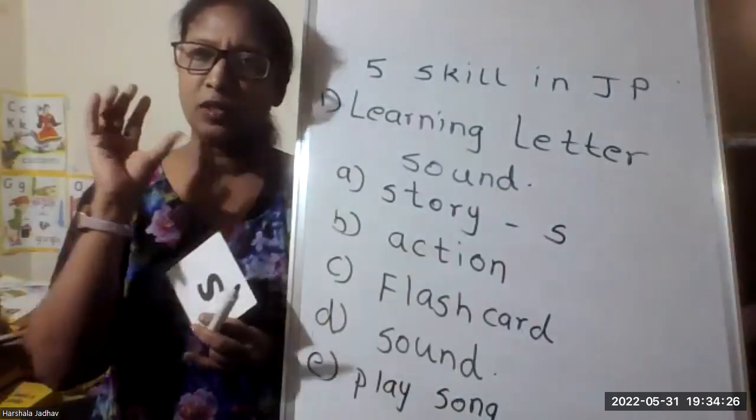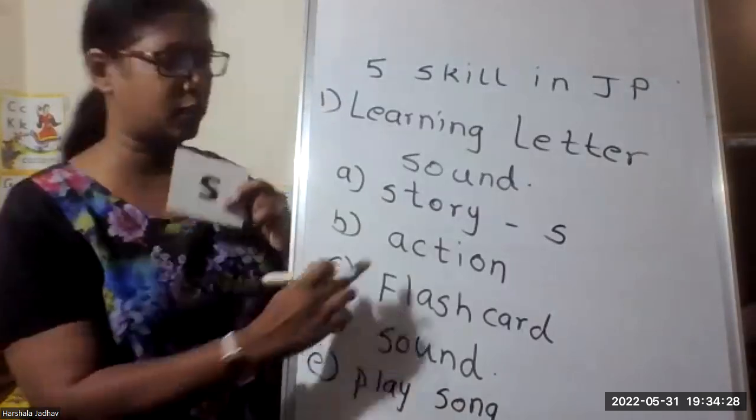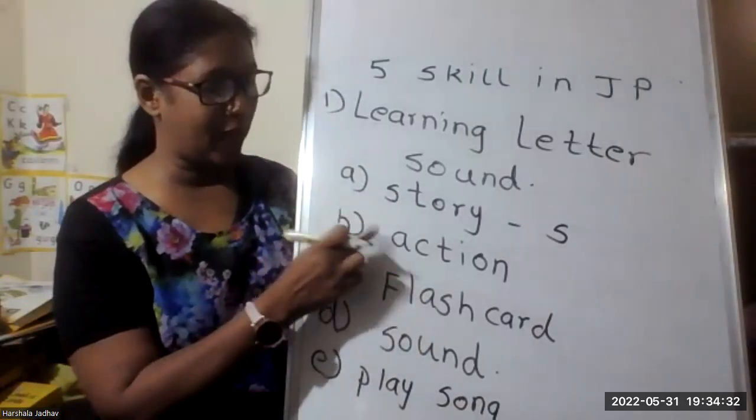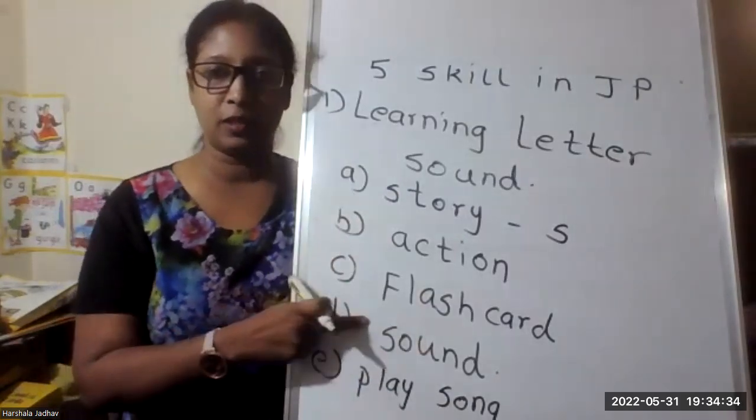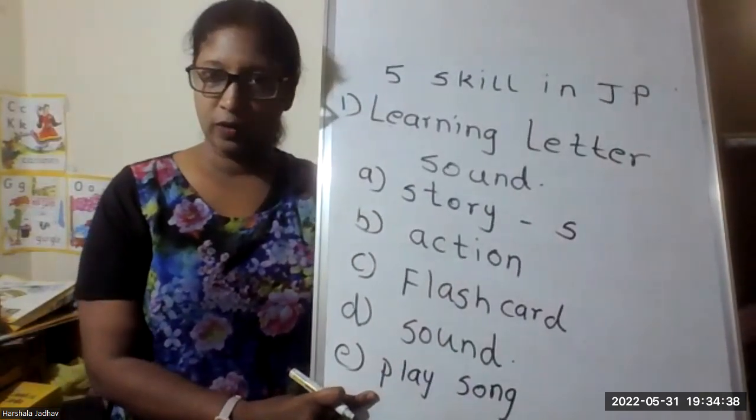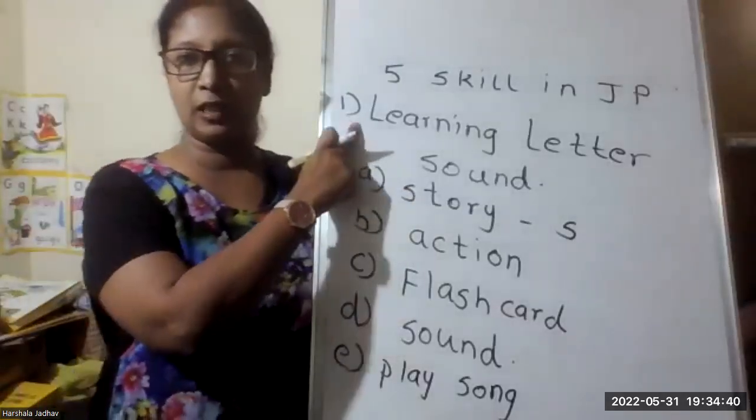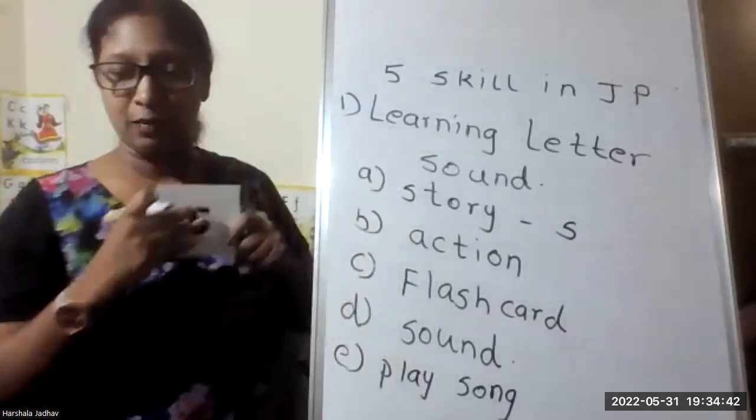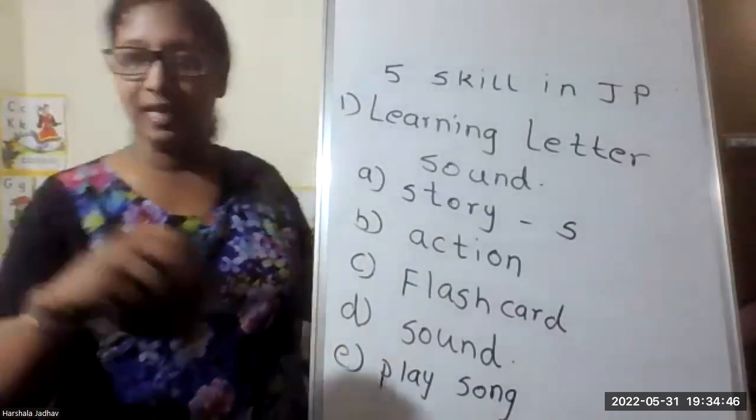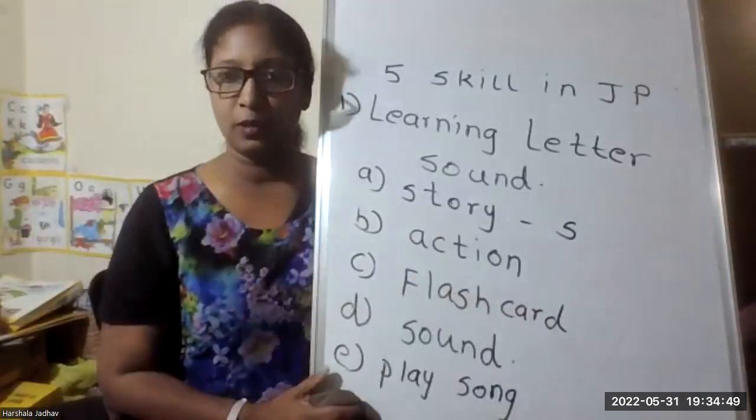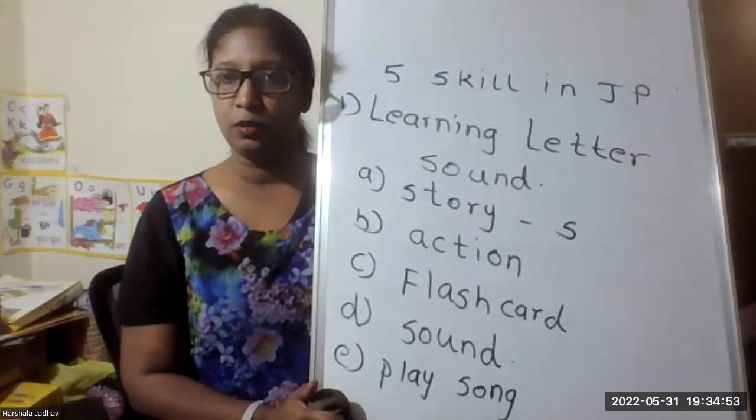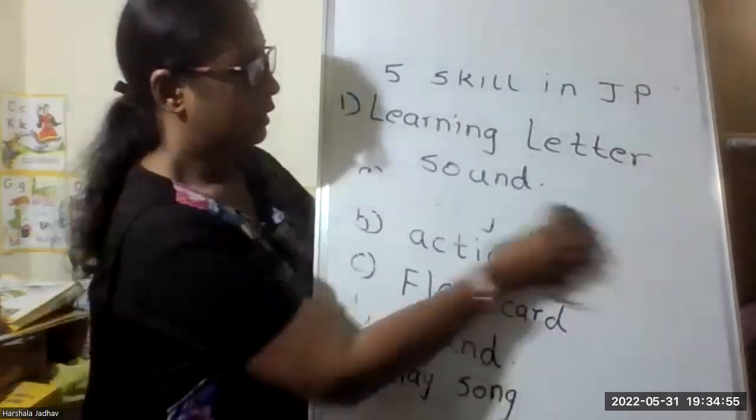So this is a small, short song for the letter sound. All right. So we tell them story, we do action, we show flashcard, we tell them the sound, and we play the song at the end of the lesson. All right. So this is the first basic skill we need to help children to go through. Okay. Is that clear? If it is clear, please show me your thumbs up. Clear? Any doubt? All right.